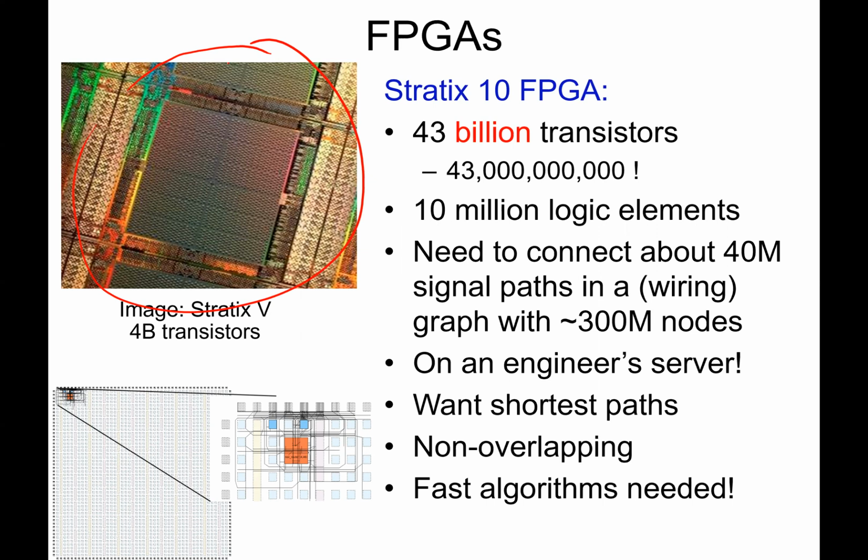And this one has 4 billion transistors. I took this picture with me, which is why I'm showing a picture of it, because I couldn't find good pictures of recent chips. The latest chip in FPGAs from Intel, which now owns Altera, is Stratix 10.